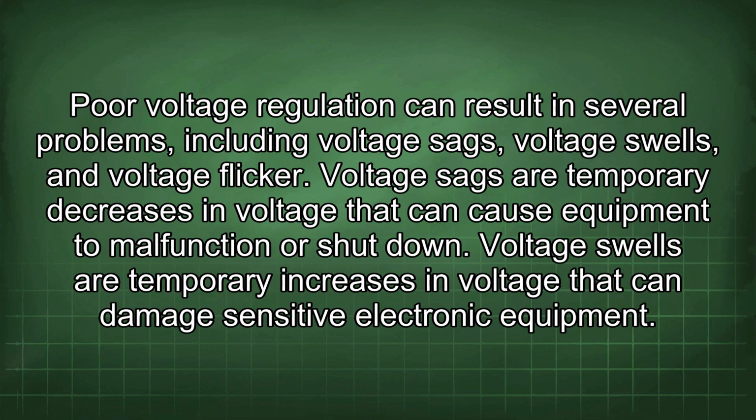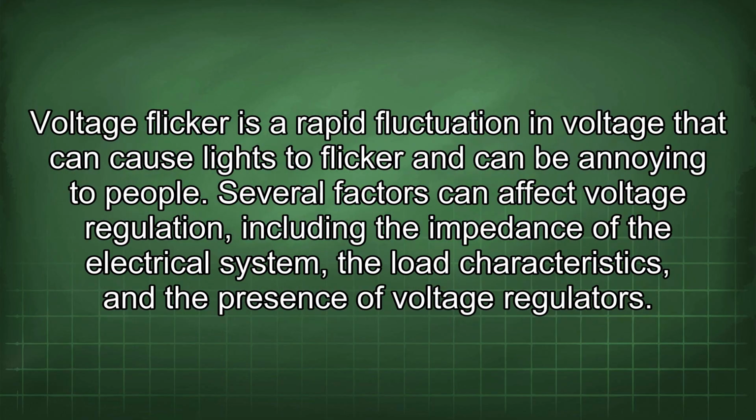Poor voltage regulation can result in several problems, including voltage sags, voltage swells, and voltage flicker. Voltage sags are temporary decreases in voltage that can cause equipment to malfunction or shut down. Voltage swells are temporary increases in voltage that can damage sensitive electronic equipment. Voltage flicker is a rapid fluctuation in voltage that can cause lights to flicker and can be annoying to people.